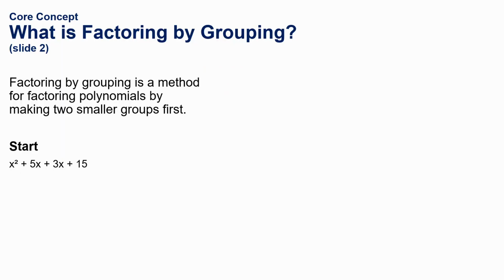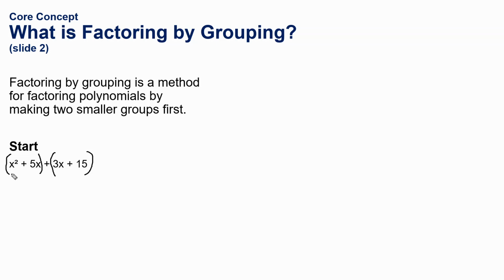So what is factoring by grouping? Factoring by grouping is a method for factoring polynomials by making two smaller groups first. So for example, let's take the polynomial x squared plus 5x plus 3x plus 15, and let's start by grouping the initial terms together. So I'm going to group the x squared plus 5x, and I'll group 3x plus 15.